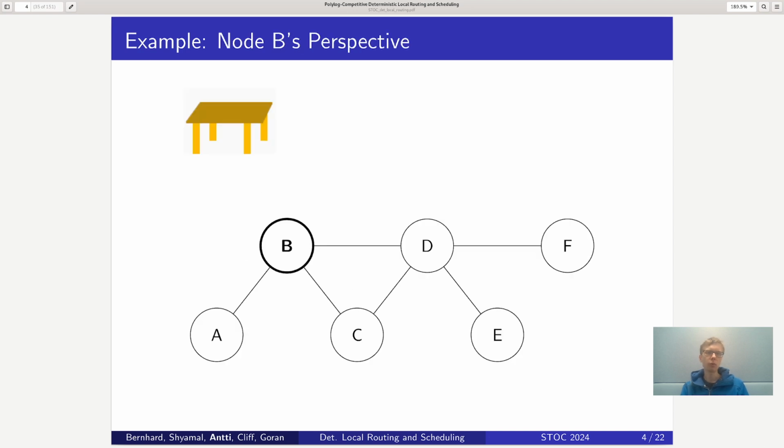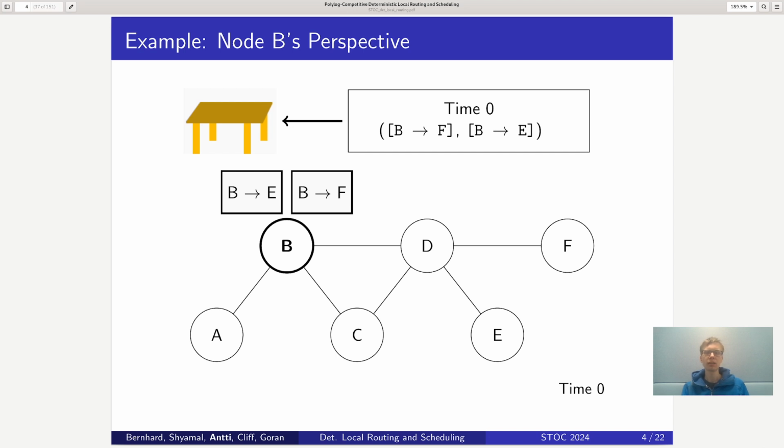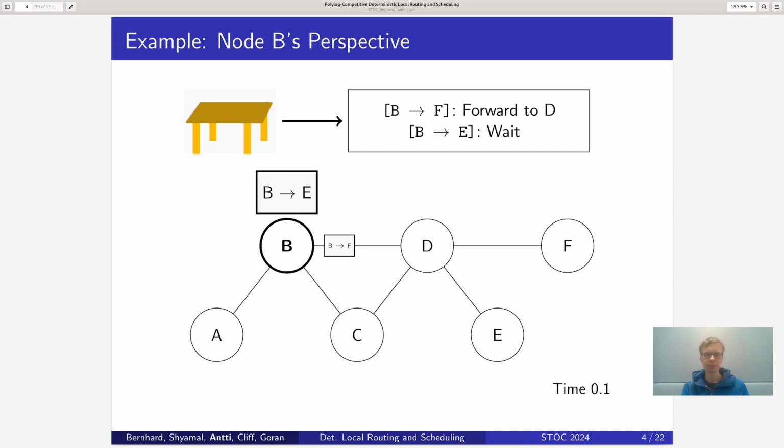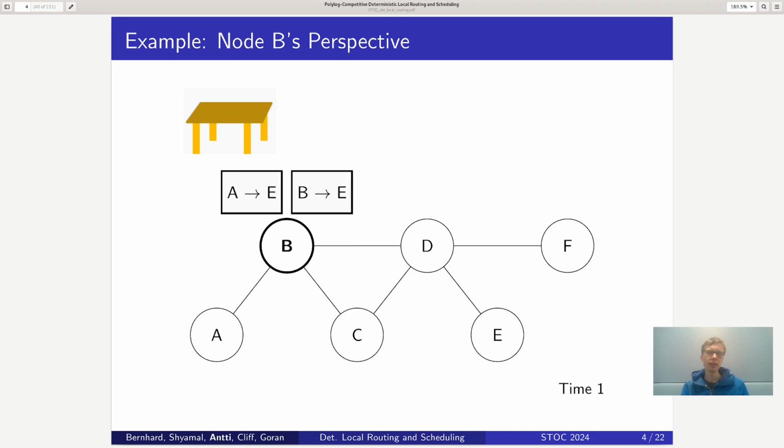Now, let's look at it from the perspective of node B. Suppose that we've designed routing tables for each vertex. And let's take the same instance. So at time 0, node B has 2 packets. It puts everything that it can see into the routing table, which is the current time and the packets at it. And then the routing table tells it what to do. So in this case, the routing table says it should forward the packet B to F to D, and it should just have the packet B to E wait at that vertex. So off it goes.